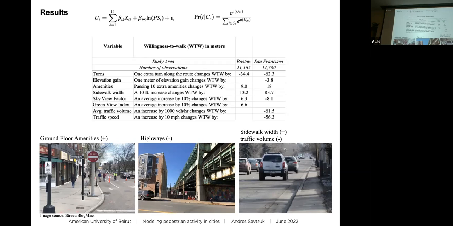In San Francisco, elevation gain is also interesting. A 1 meter gain in elevation for the pedestrians in our data set is perceived roughly as equivalent to walking 4 extra meters.